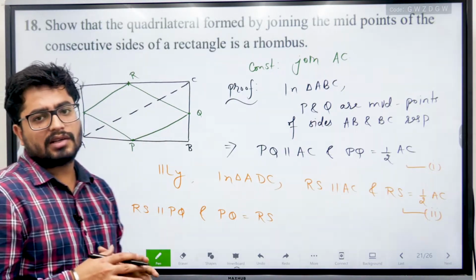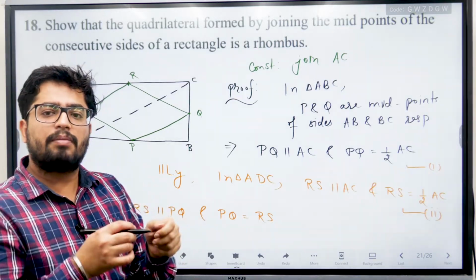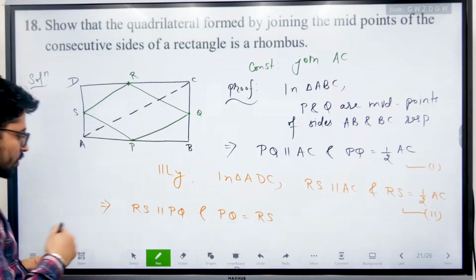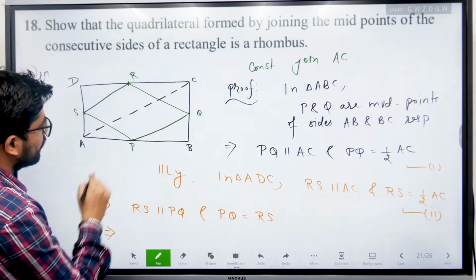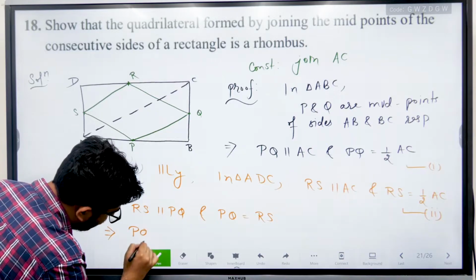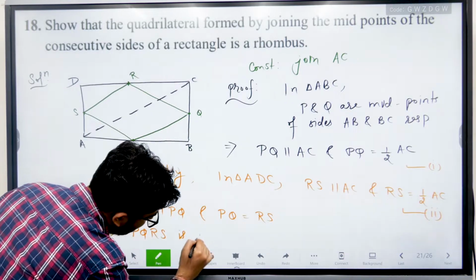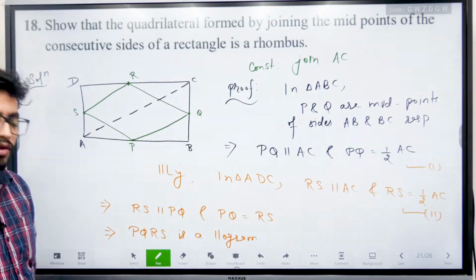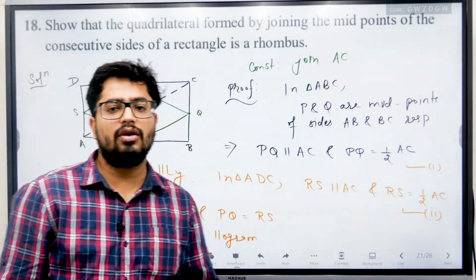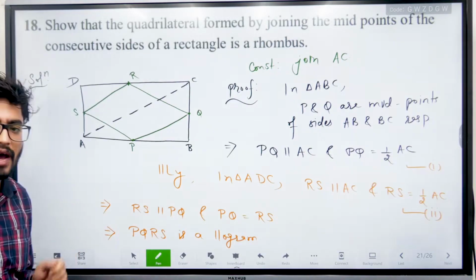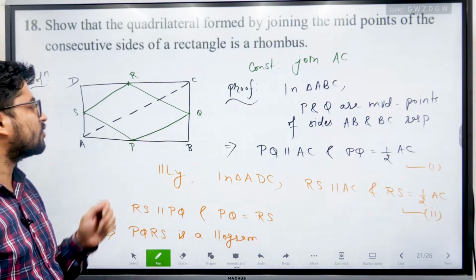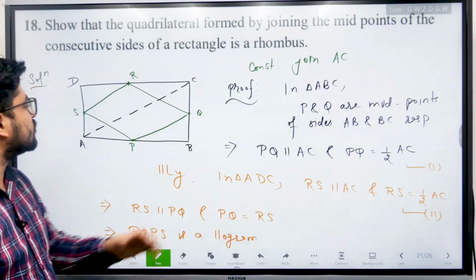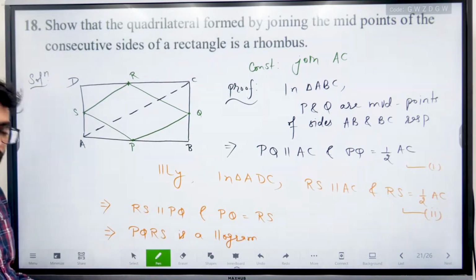So in a quadrilateral, if one pair of opposite sides are parallel and equal, then the quadrilateral is a parallelogram. We have a theorem stating this. So according to that, PQRS is a parallelogram.